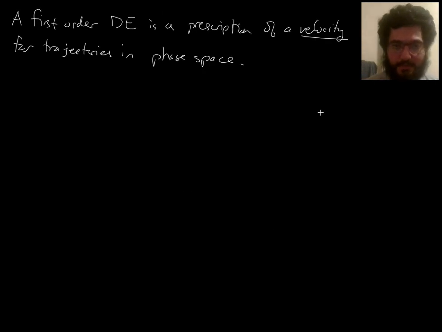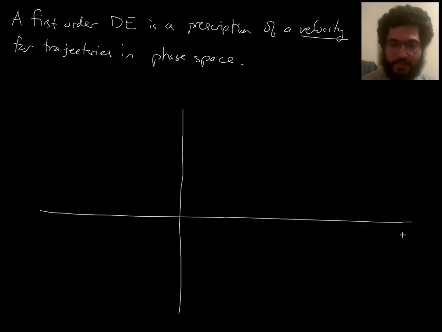So this is a rough summary of what I'm saying. A first-order differential equation is a prescription of a velocity for the trajectories in phase space. If it's autonomous, if you don't have that explicit time dependence, then for every point in the phase space, pick any point, and the differential equation will provide you with a vector that says, hey, this is what your velocity should be if you pass through this point.